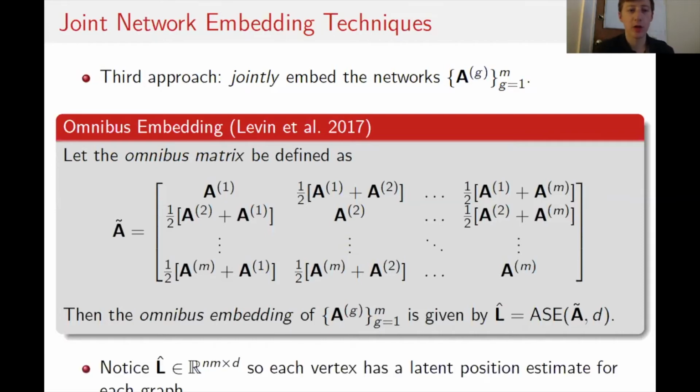So we should note, as A tilde is this large matrix, its dimension is nm by nm, L hat is a matrix that is nm by d dimensional. So each vertex has a different latent position estimate for each one of the graphs. So in essence, what we're doing is we're estimating these scaled latent positions, these X times square roots of C, simultaneously for each one of the graphs.